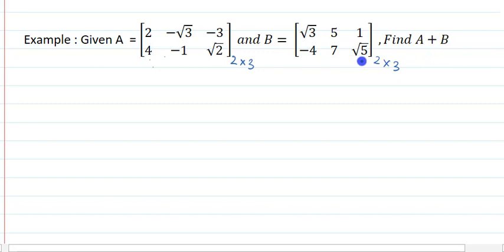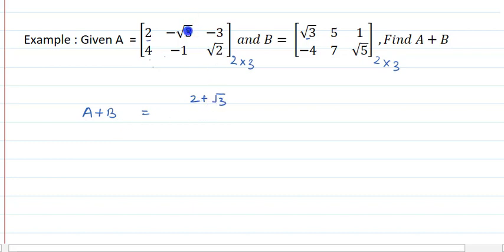So how to add? The second thing is we need to add the corresponding elements. So here the A11 element is 2, and here the B11 element is root 3. Therefore, the first, A11 element of A plus B will be 2 plus root 3.